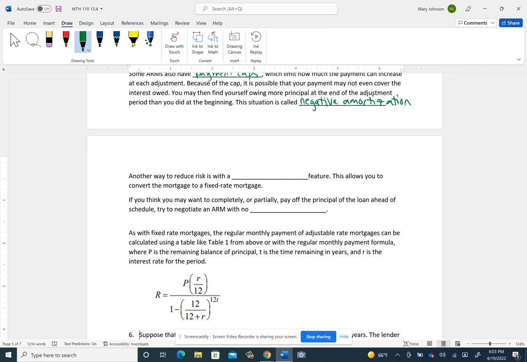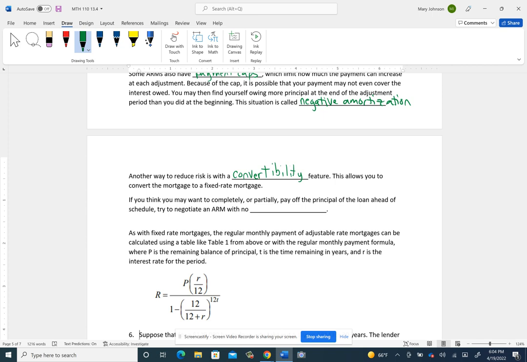If you're going to get an adjustable rate mortgage, you might want to check on whether you can convert it to a fixed rate. A convertibility feature is going to let you change it to a fixed rate mortgage. So maybe the interest rates are on their way up and you decide, oops, I'd rather just lock in at the rate I have. There might be a way to do that.